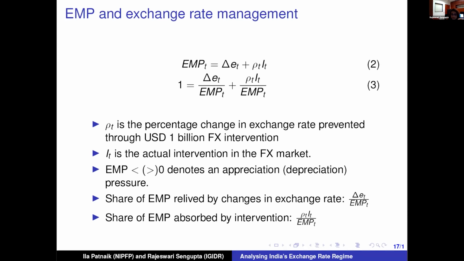The EMP value is expressed in units of percentage change in exchange rate, another improvement, because many of the EMP measures in the literature do suffer from unit problems. In their case, the EMP is expressed as percentage change of exchange rate. A negative EMP denotes a pressure on the currency to appreciate, and a positive EMP is a pressure on the currency to depreciate. And very easily from this equation, we can find out how much of the EMP was absorbed by exchange rate change and how much of the EMP was absorbed by intervention.